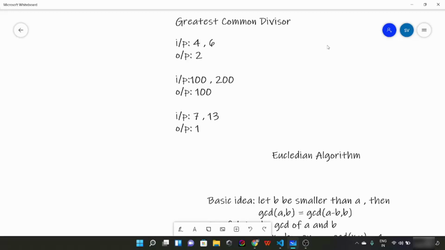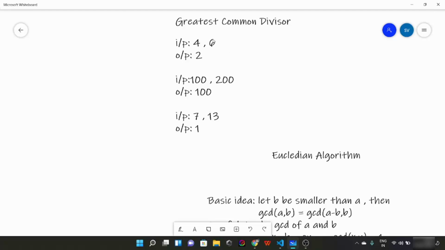Hello everyone. So today we are going to see a new topic, greatest common divisor of two numbers. Alright, so let's brush up about it. Greatest common divisor means the greatest number which divides both of these numbers. Alright, so let's take a few examples.